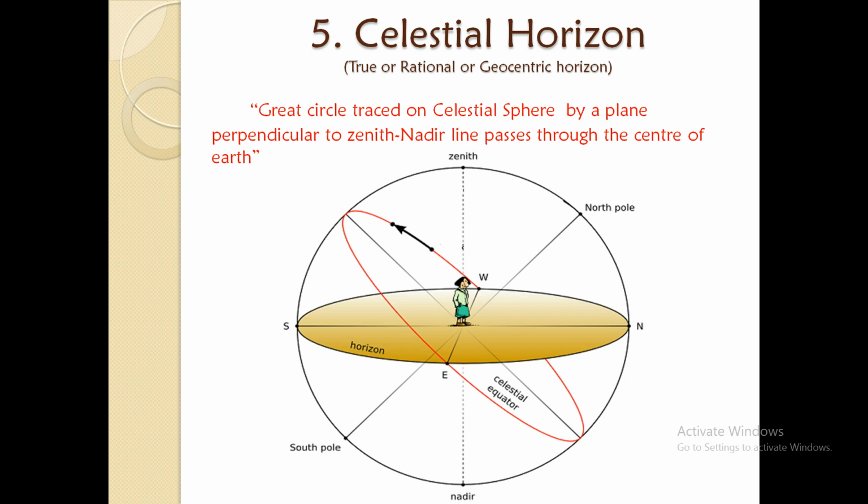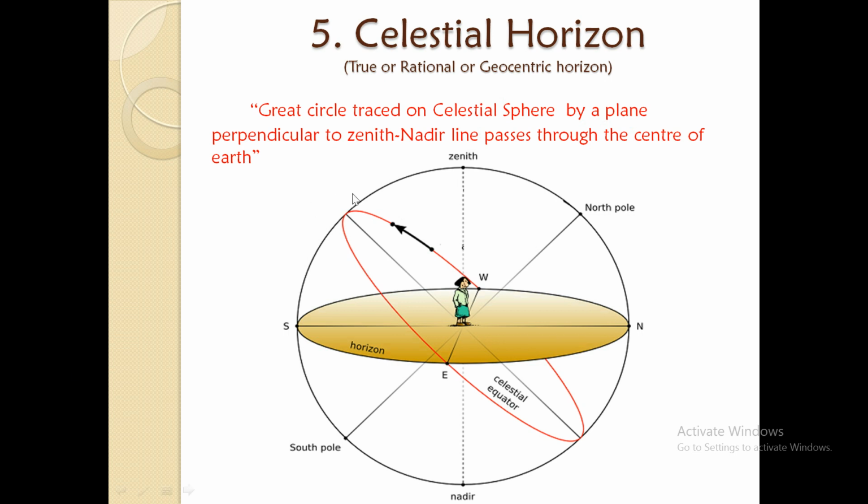A celestial horizon is a great circle which is traced on the celestial sphere by a plane which is perpendicular to the zenith and nadir line, and it is passing through the center of the earth. So from the figure it is very clear that it is a great circle. A great circle means a circle traced on the celestial sphere, and the center of the circle is the center of the celestial sphere.